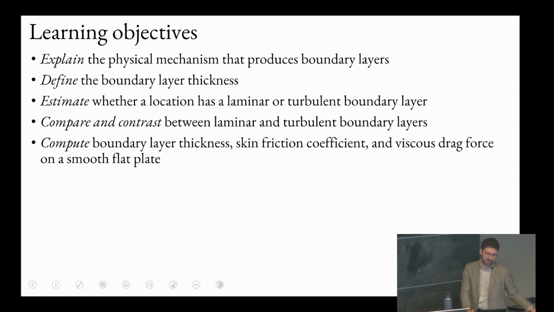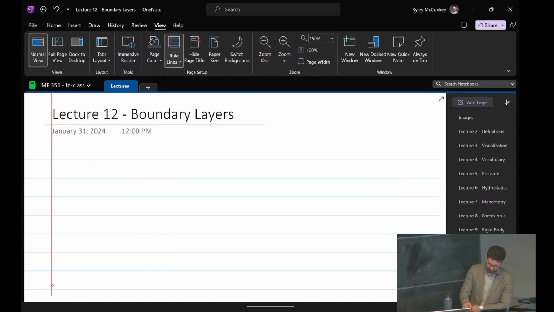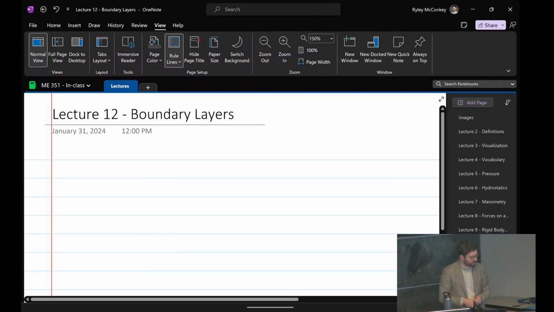This will also enable us to compute the actual thickness of a boundary layer, and compute something called a skin friction coefficient. The skin friction coefficient is a non-dimensional wall shear stress. That will allow us to compute a viscous drag force on a flat plate, which is the culmination of boundary layer theory as applied to most vehicle aerodynamics. So we can start our notes.